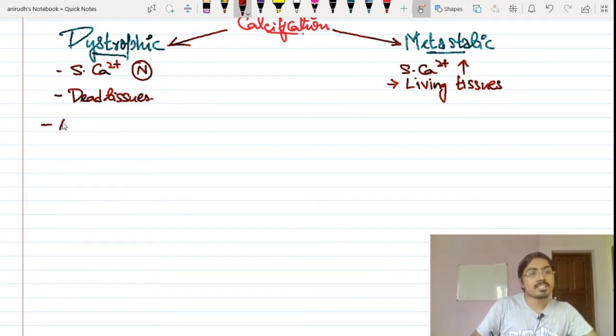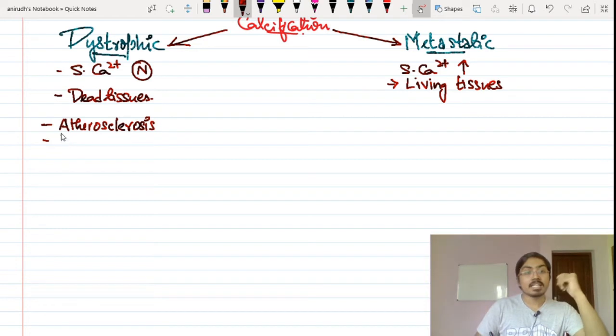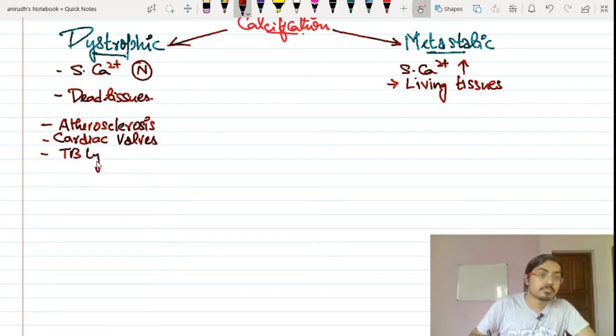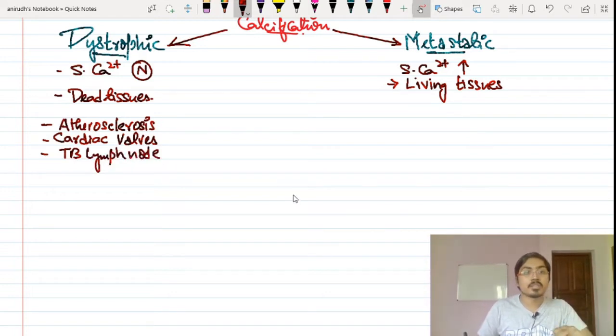You can talk about examples like atherosclerosis here. This is an example where calcium is depositing, which is a dystrophic calcification, isn't it? And in cardiac valves, in which condition? Rheumatic heart disease, where you can have cardiac valve calcification. Another example can be a TB lymph node, right? So these are basic examples of dystrophic calcification.